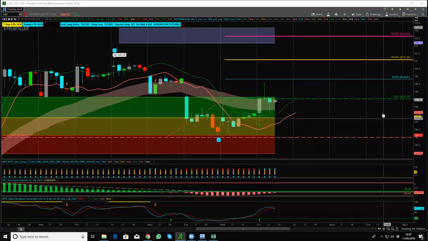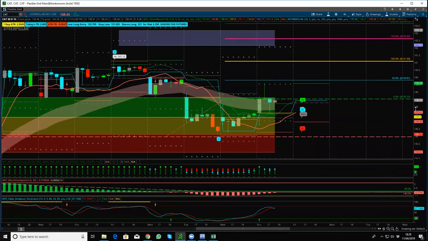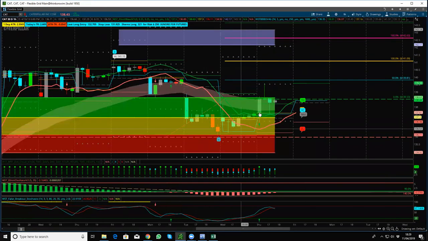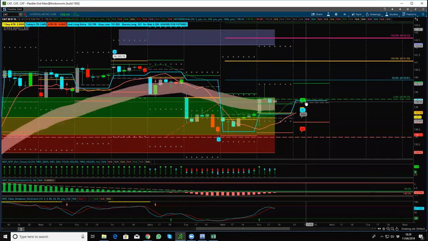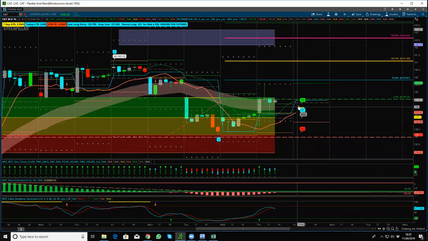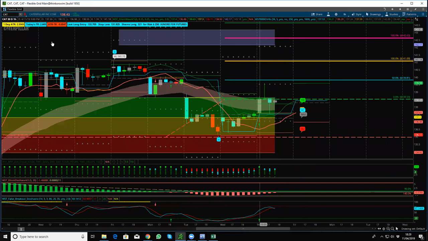Let's have a look how CAT's doing as well. CAT, very similar sort of situation there where we've got that move up. My entry was at 138.53 and it's pretty static right now.